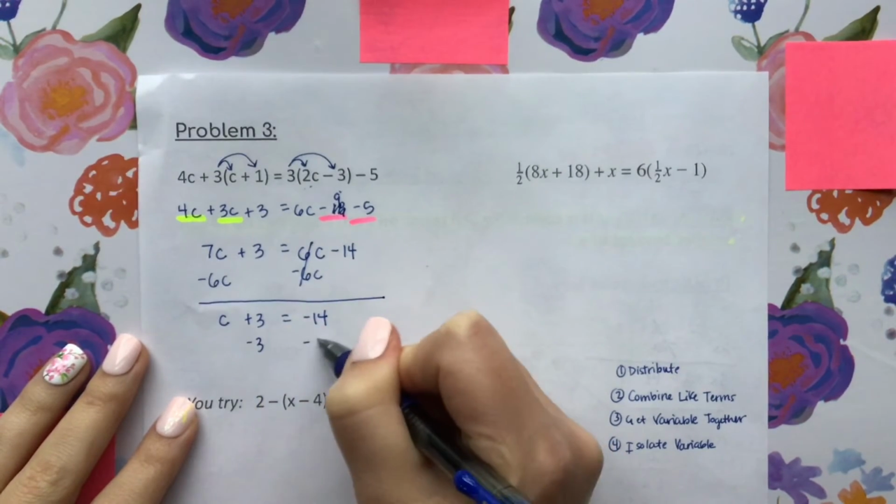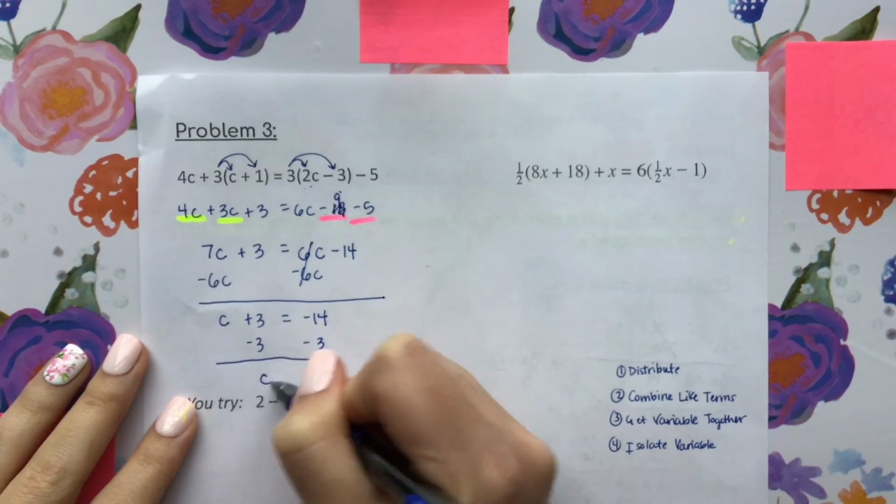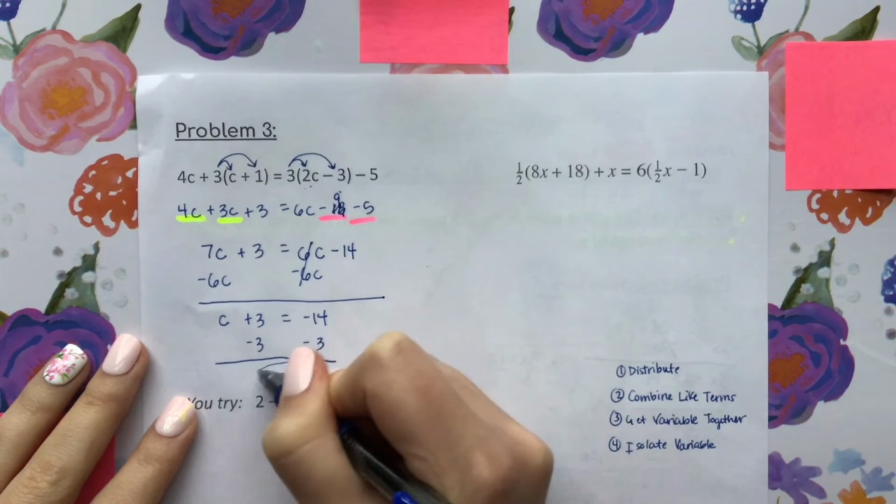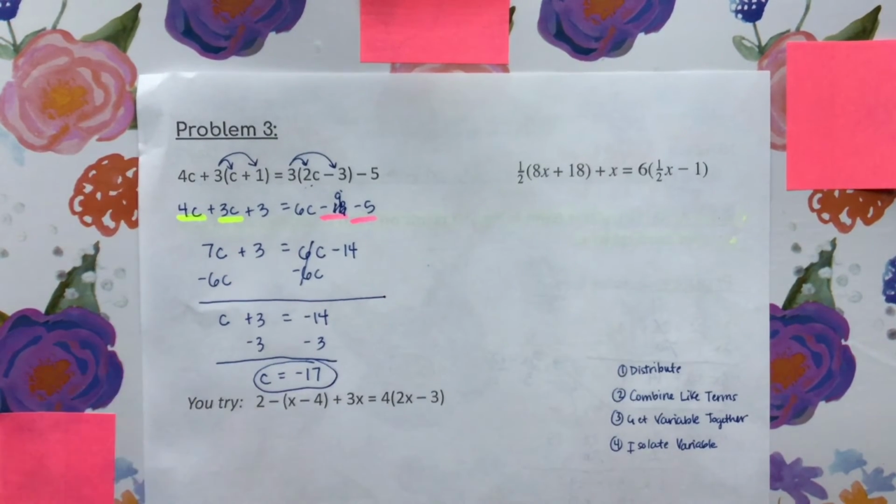Subtract 3 from either side. And I'm at c is equal to negative 17. And I'm done.